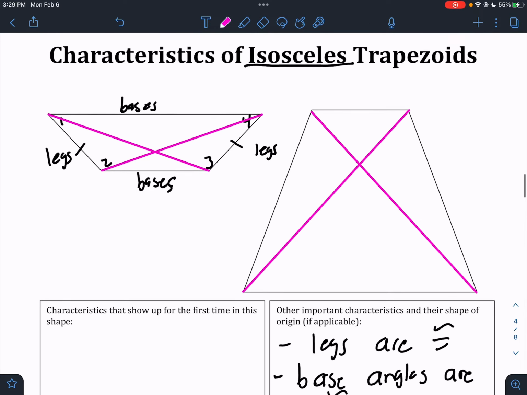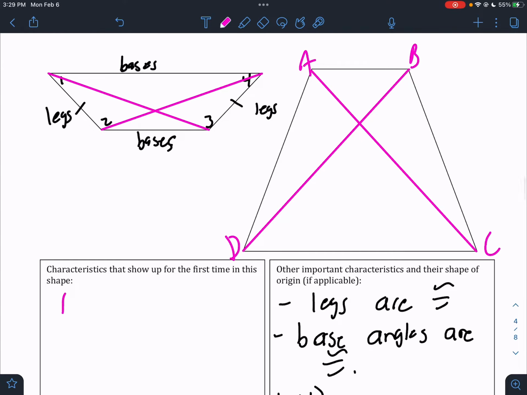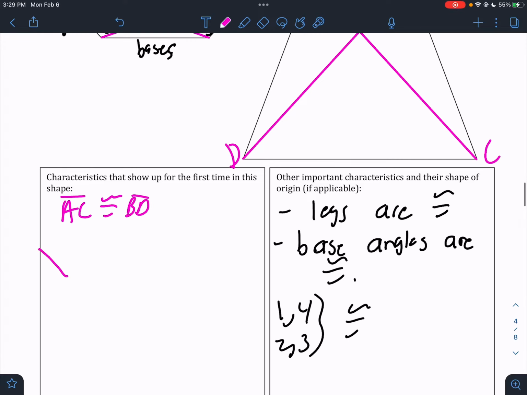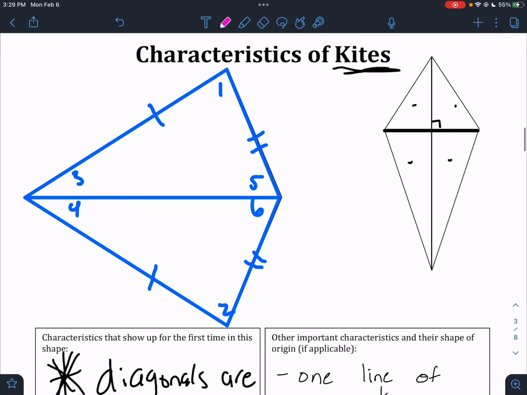But going back to our isosceles trapezoid, the thing that is true is that they're the same size. So if I call this A, B, C, and D, what we know is that AC is congruent to BD. We do know that. So the big deal here is that the diagonals are congruent. That's never happened before. That's the new deal.